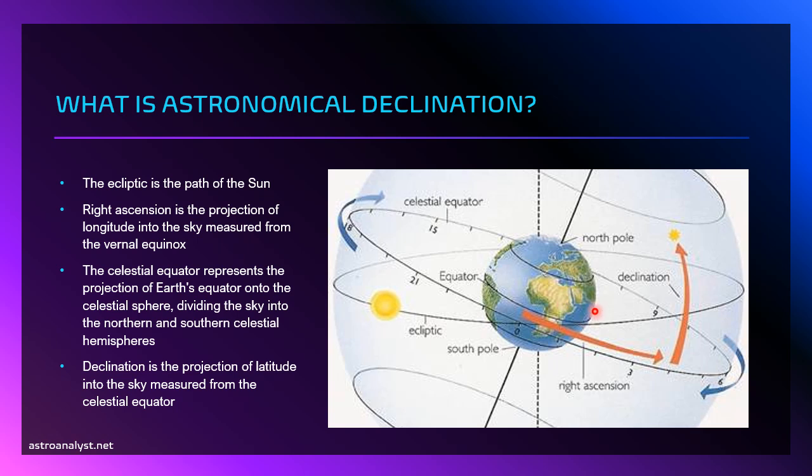Then what we have is something called right ascension, which is not used very often by astrologers, but basically it's looking at longitude that's projected into the sky. So here's the vernal equinox, and you would measure it over here to the right. That would be a measurement of right ascension. But what we're concerned about here is declination, which is a north-south measurement to the celestial equator.